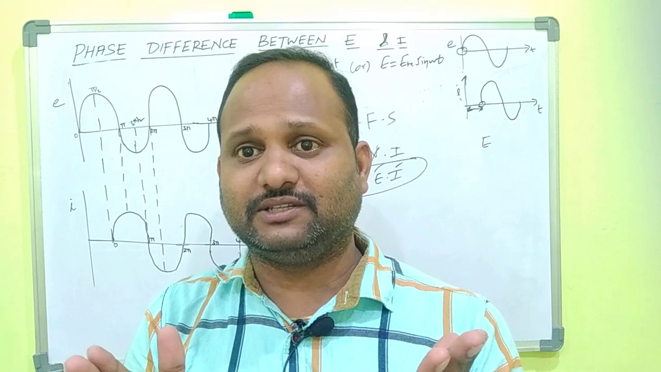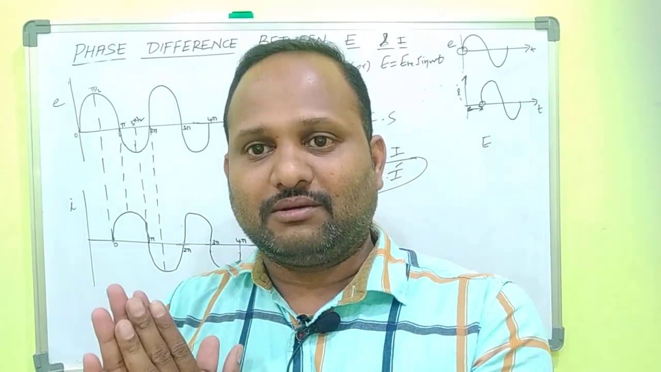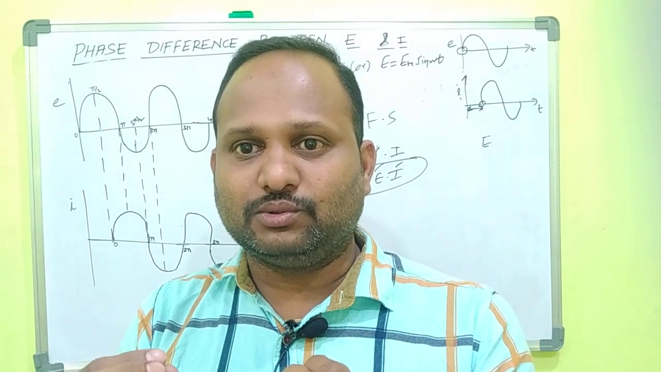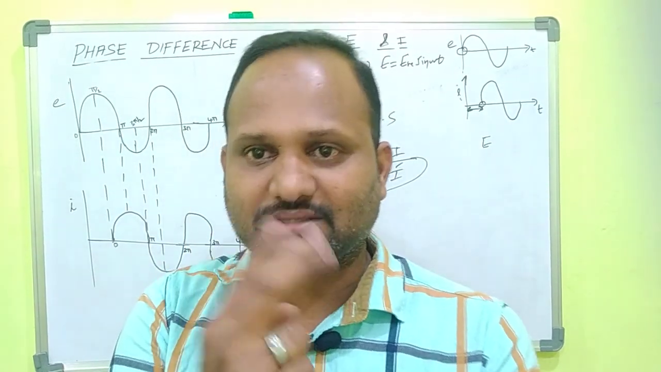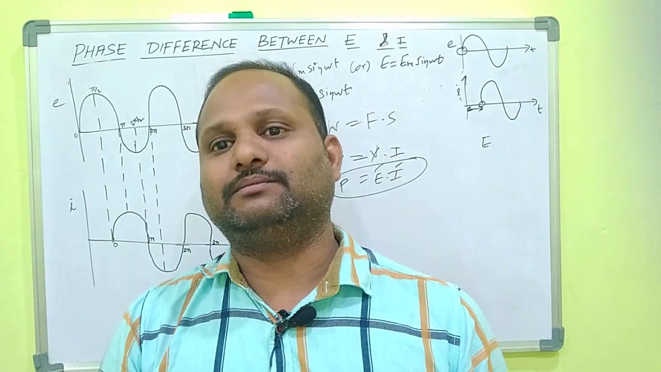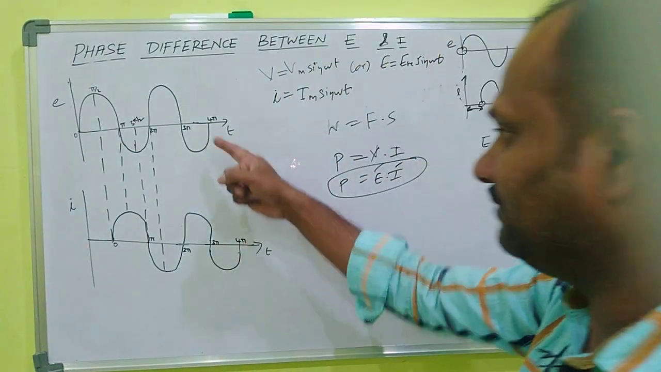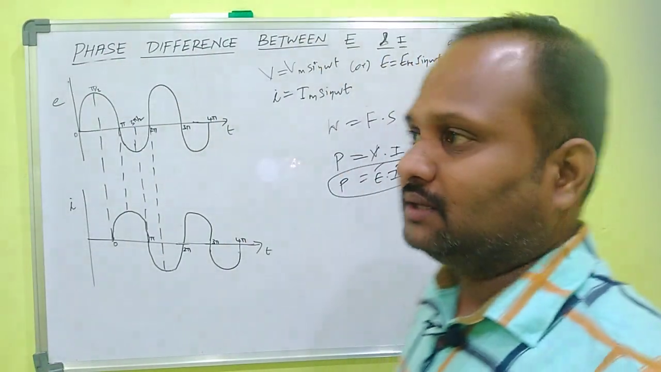There is a phase difference between the current and voltage. We know how to represent, how to depict the current and voltage. There are two ways of representing. One way is the wave diagram. This is the wave diagram. It is easier to understand.